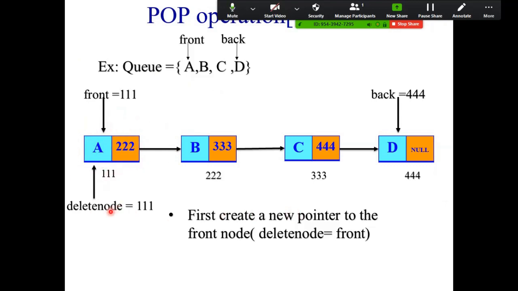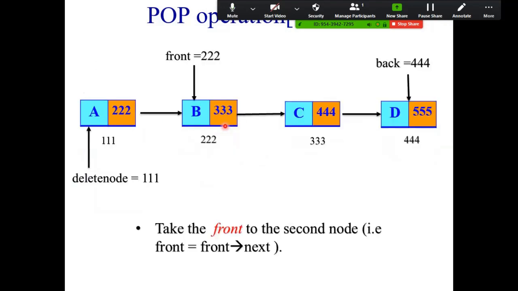How to delete the first node in the chain? I take one separate pointer, called delete node. If I delete the first node, which is my front node? B will be the front node. Once I delete the front node, that is the A node, B becomes my front. So I take the front to the next node: front equals front of next. Take the front to the second node.